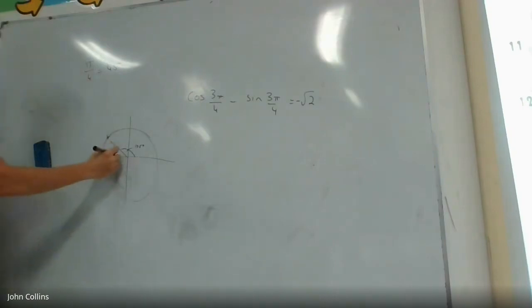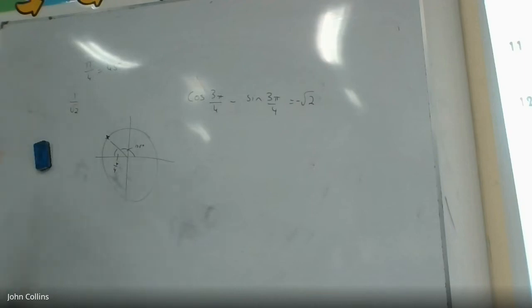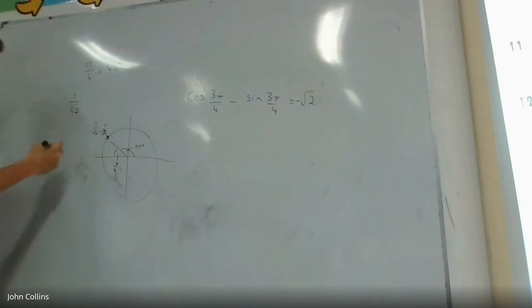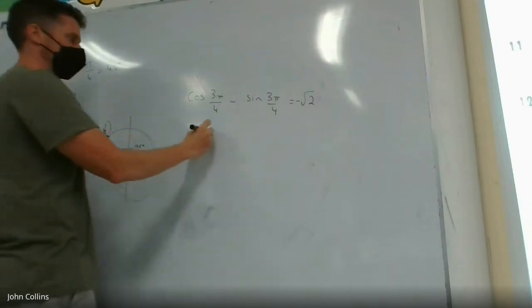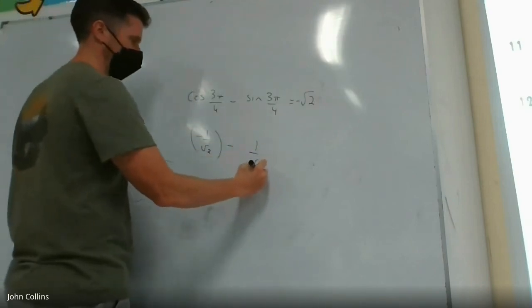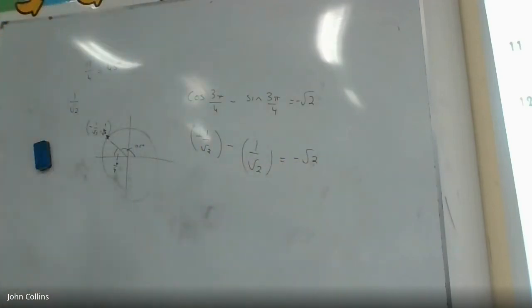So for 3 pi over 4, it will use your pi over 4 angle here. Get these coordinates. Pi over 4 in general is 1 over root 2 for cosine and sine. So I know these coordinates. One of these needs to be negative. Which one? Cosine, isn't it? Yeah, cos is negative. So that's negative 1 over root 2 minus 1 over root 2, and it didn't equal negative root 2. Obviously not.